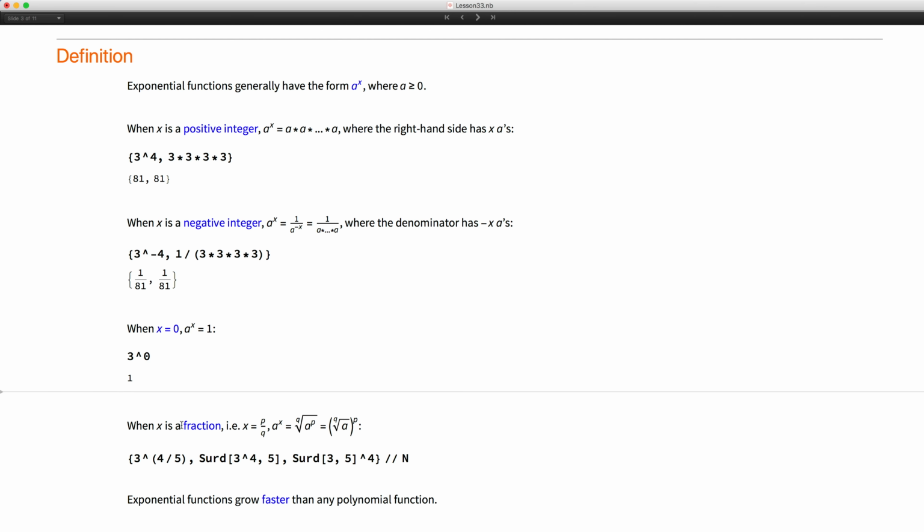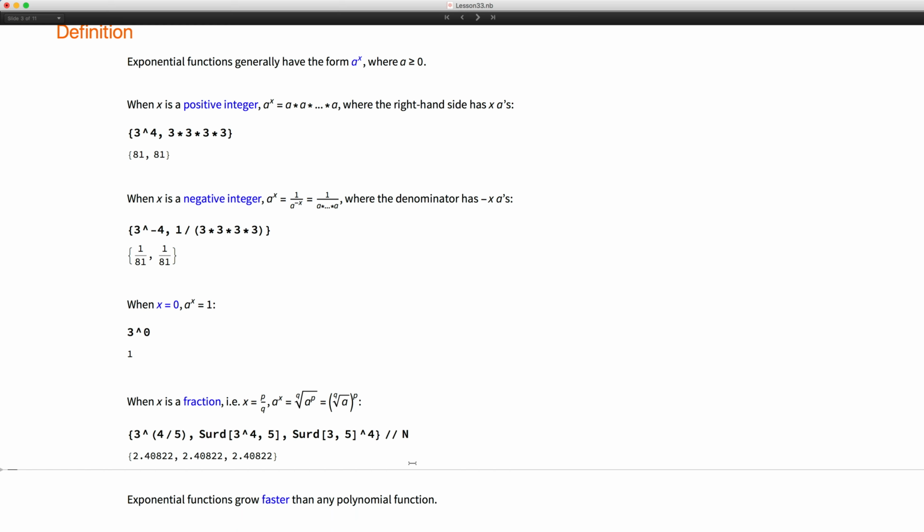Of course, you can go beyond that. So if x is a fraction, like p over q, then you could either take a pth power and then a qth root, or the other way around. And in the Wolfram Language, we have the Surd function, which does that nicely for you. Now, the main point is that these exponential functions grow very fast. In fact, they grow faster than any polynomial function.